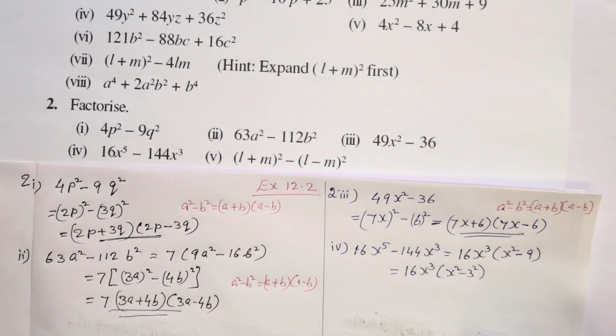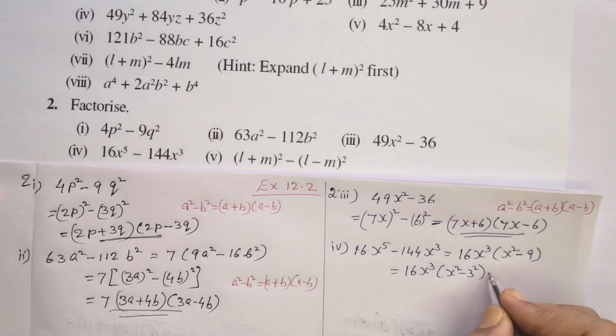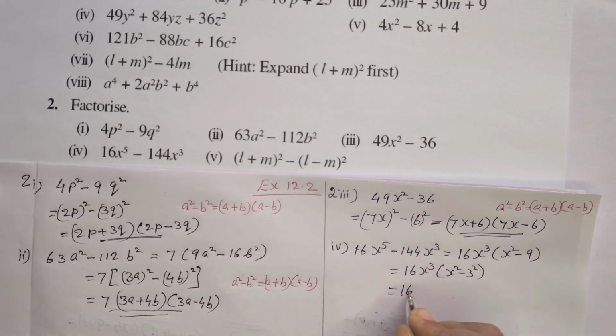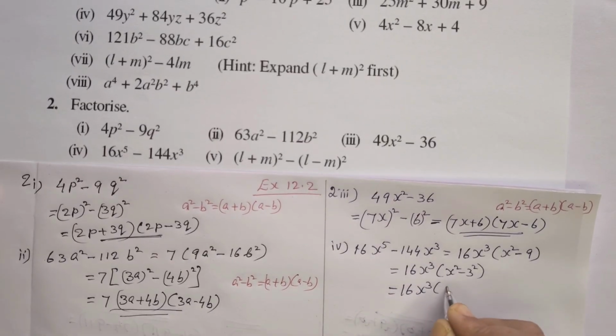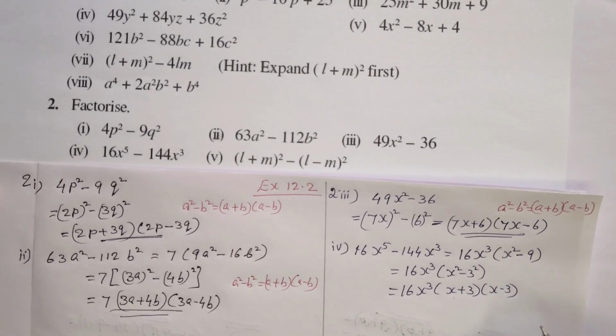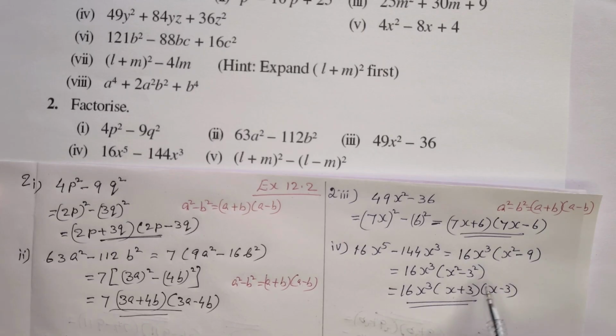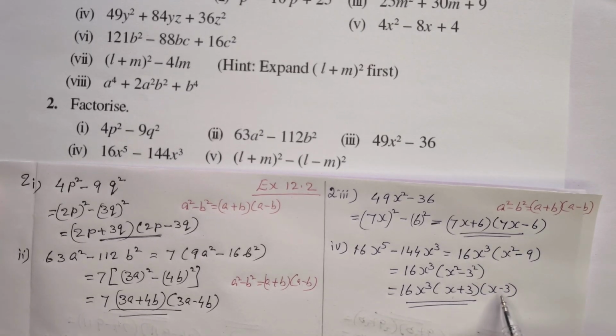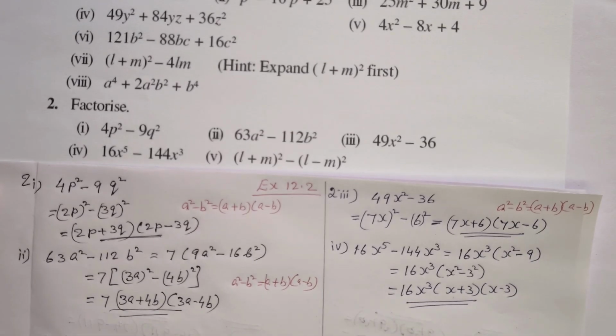This is of the form a square minus b square. So we can write that is equal to 16x cube into x plus 3 into x minus 3. If you are taking only x cube out, then finally after factorizing 4 we can take from each group as common, then it will come 16x cube, same answer.